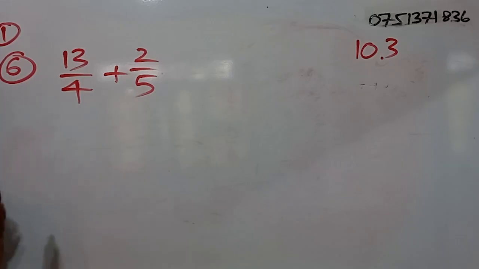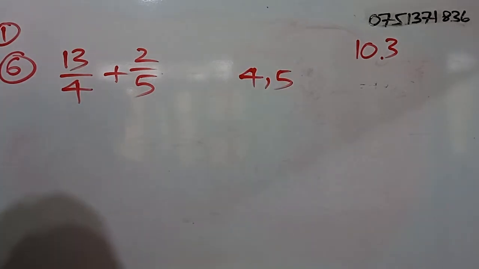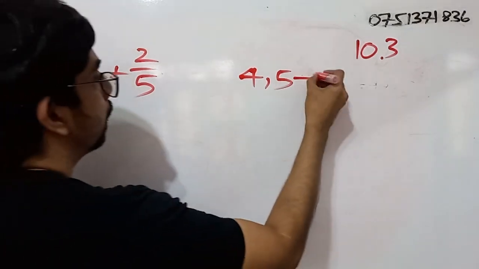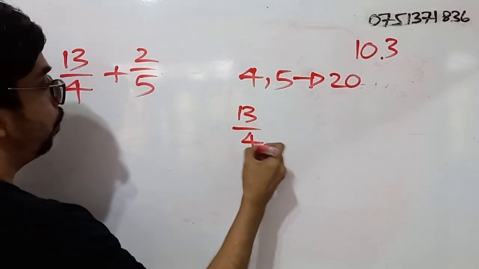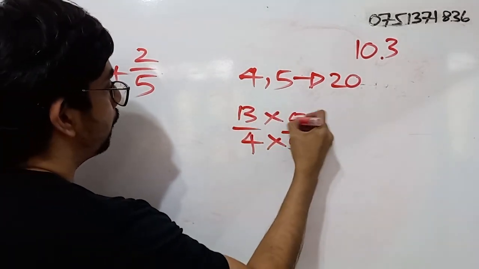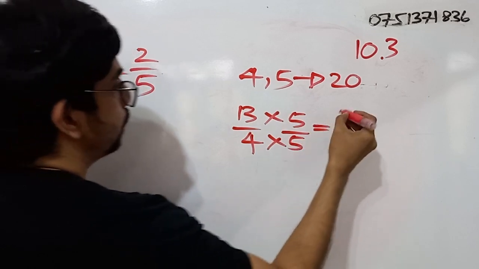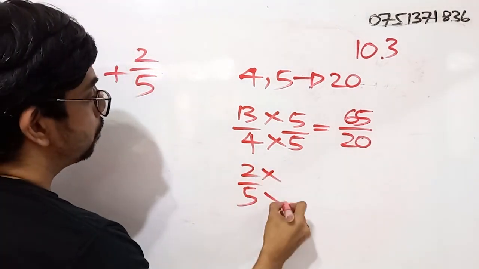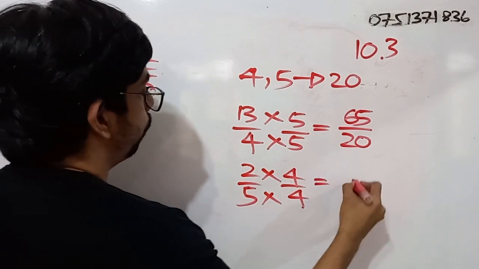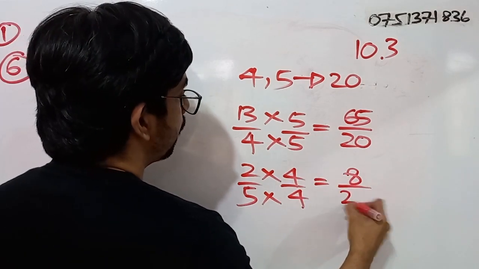So here we have two fractions, just as before, the denominators are different. Right, so 4 and 5, those are the denominator numbers, right? So the easiest method is what? Come up with the least common multiple for 4 and 5. So what will that be? In this case, it is 20, right? So 13 by 4, I will have to multiply both numerator and denominator by 5. So this will be 65 by 20, and 2 by 5, I'll have to multiply both numerator and denominator by 4. So it will be 8 by 20.